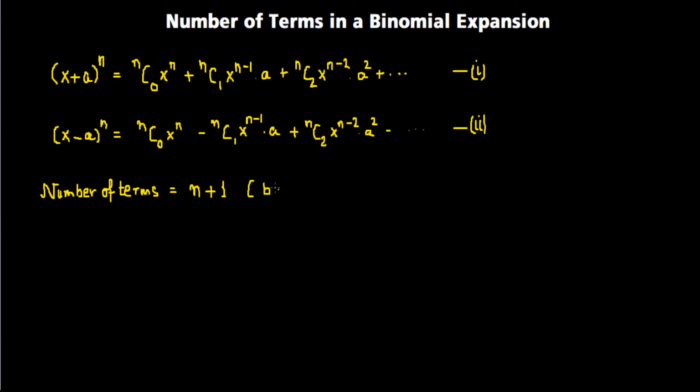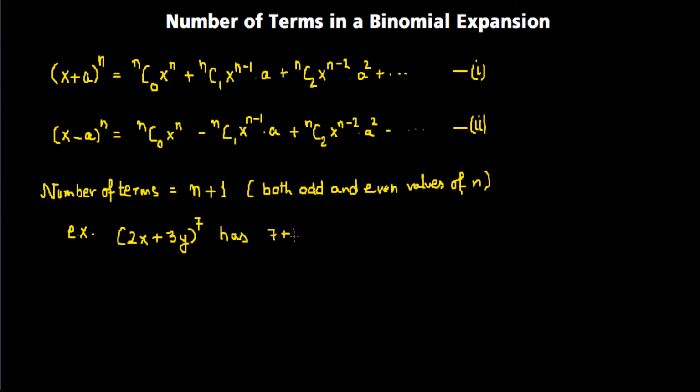So I'll write here, for both odd and even values of n. For example, (2x + 3y) raised to the power of 7 has 7 plus 1, which equals 8 terms. And another example will be (x/2 - 2/x) raised to the power of 10 has 10 plus 1 equals 11 terms.